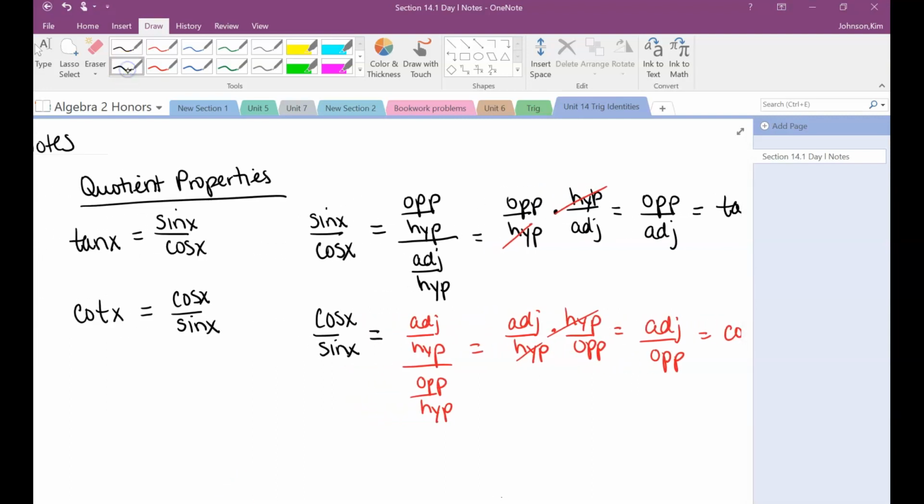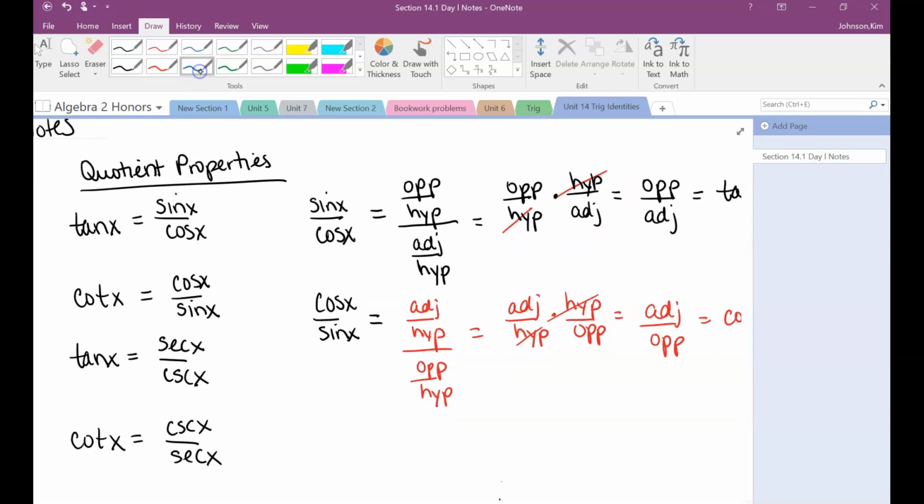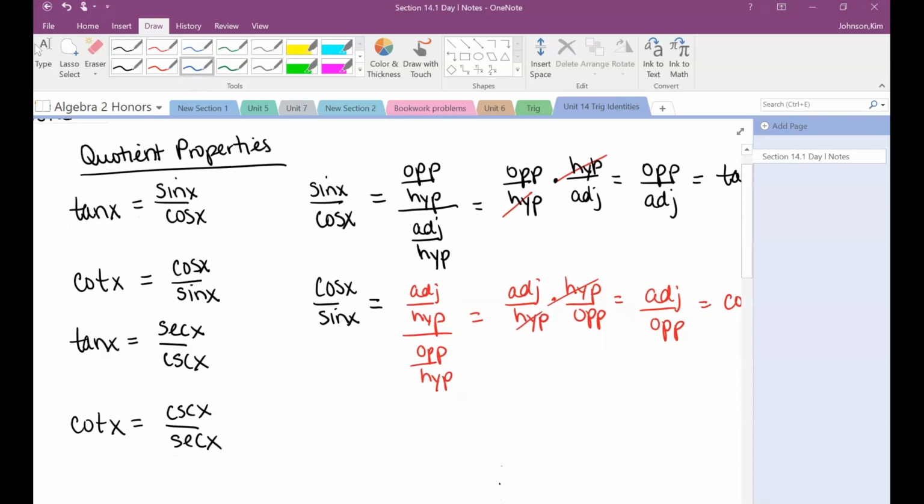We also have that tangent of x is equal to secant of x over cosecant of x, and cotangent of x is equal to cosecant of x over secant of x. These ones are maybe not as obvious, so let's walk through one of them, and you should also make sure that you're capable of walking through the other. Again, I'm going to start with the more complicated side. So I'm going to start with secant of x over cosecant of x.